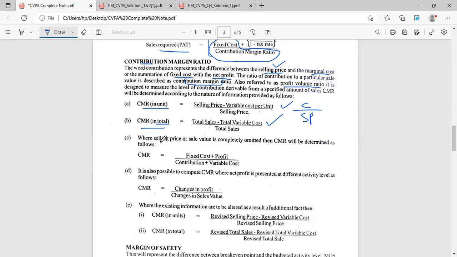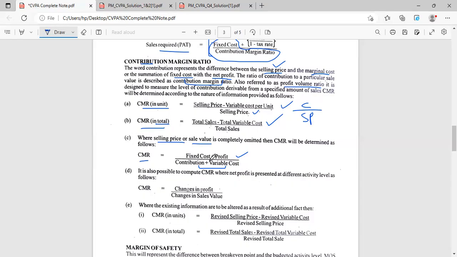Good. Now, when I say where selling price or sale value is completely omitted, and this is to say in a question where you don't have selling price or where you don't have sale value, what will be your CMR formula? Fixed cost plus profit, as I've explained before, that fixed cost plus profit is equal to what? Contribution. So fixed cost plus profit all over what? Contribution plus what? Variable cost. Total sales here or selling price here can also be calculated by saying contribution plus what? Variable cost. That's another way you can get selling price. So you can use this formula whenever some indices like selling price is not given to you in the question. Does that make sense?